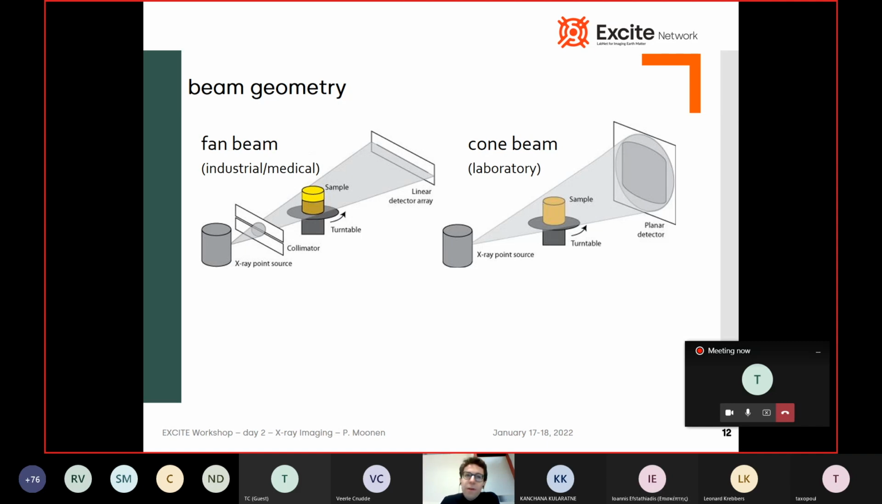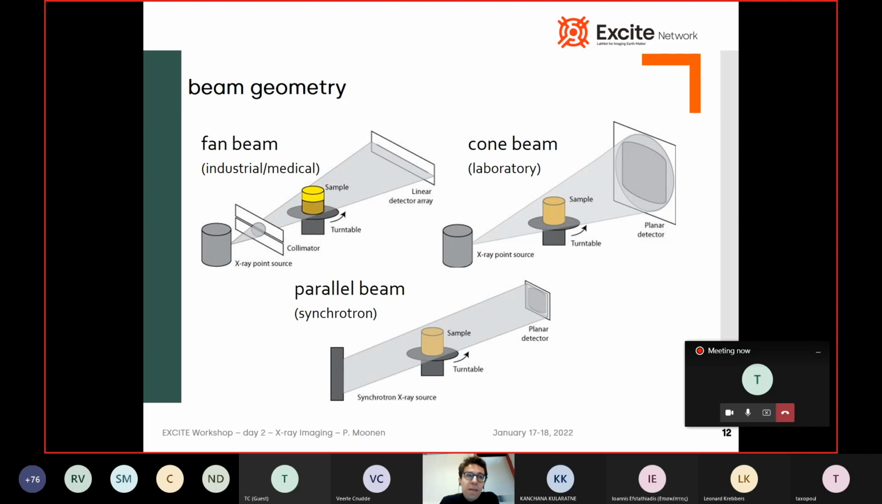There is a third configuration which I give you for completeness. That's the parallel beam configuration. So here there is no conical beam. The beam is all the photons, they have a parallel trajectory. That's what you encounter in synchrotron installations.